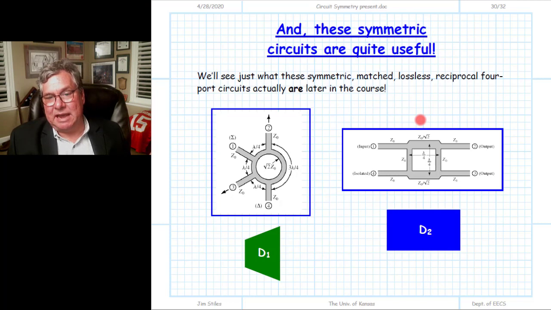So here's a couple examples of this. These are microstrip drawings of four-port devices. So this is the top side edge. There should be a ground plane underneath. Port 1, port 2, port 3, and port 4.